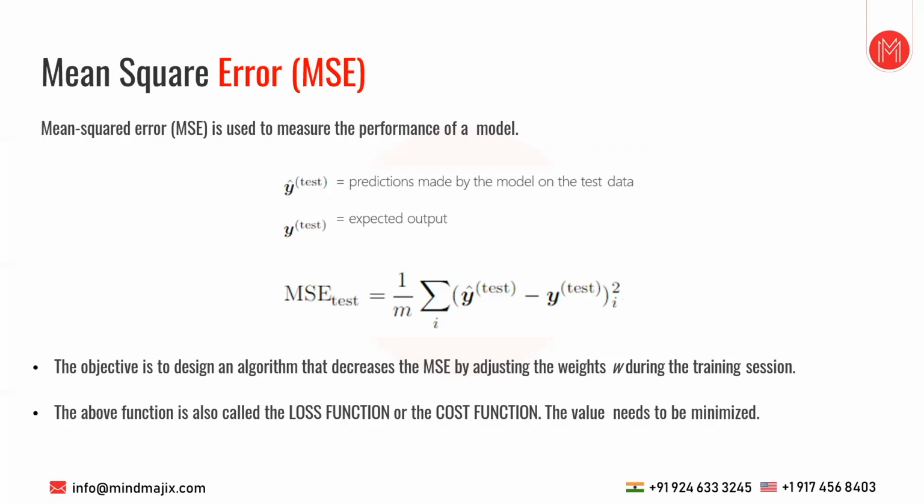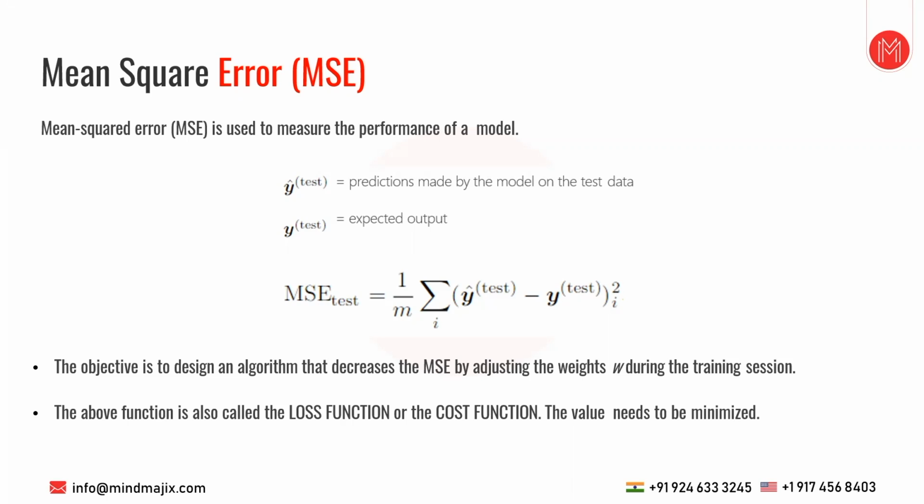Mean square error is used to measure the performance of a model. So here we have two terms. Y hat test is equal to the prediction made by the model on the test data, and y test is the expected output. Both are important, as they are the actual output and the expected output.